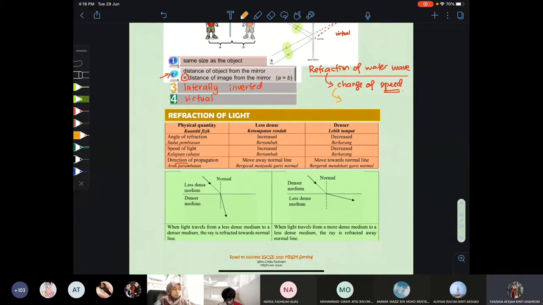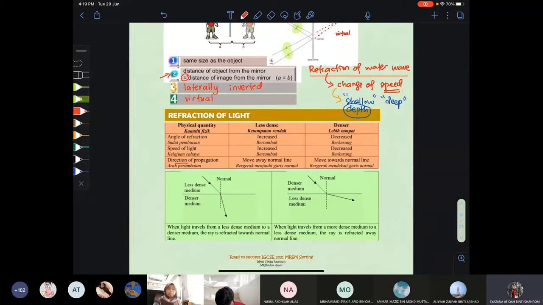For water, the speed changes because of, what was the difference we said? Shallow, deep. What are these? This is actually the depth. So the change is caused by depth. Different depth, different speed. The medium is the same, water. Just to point that out.